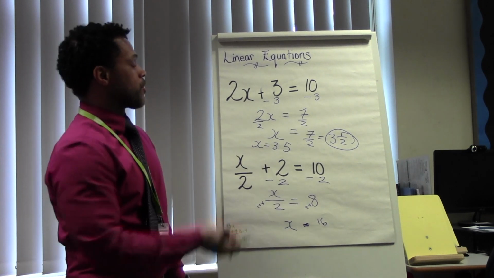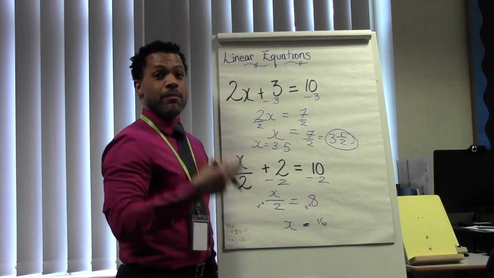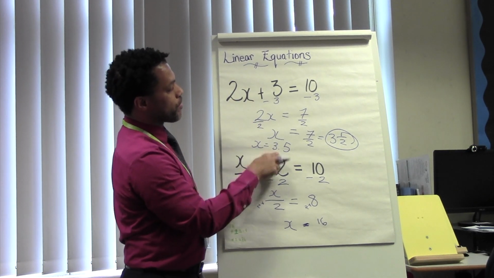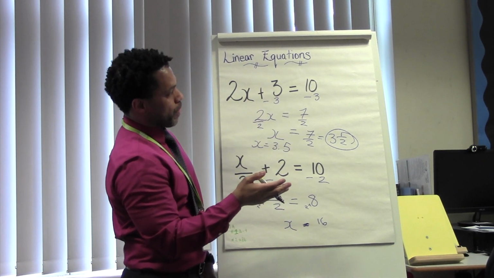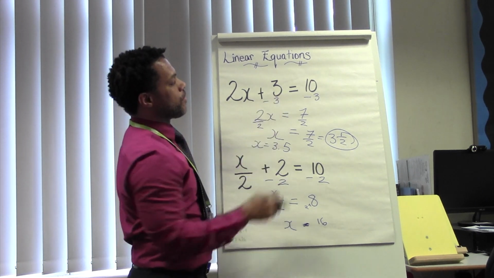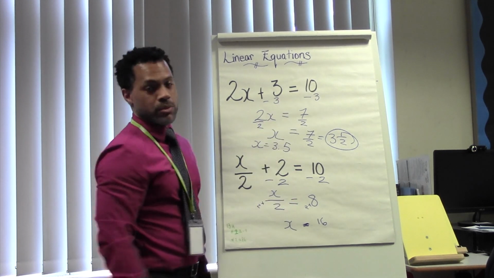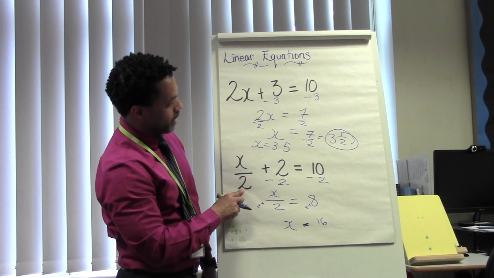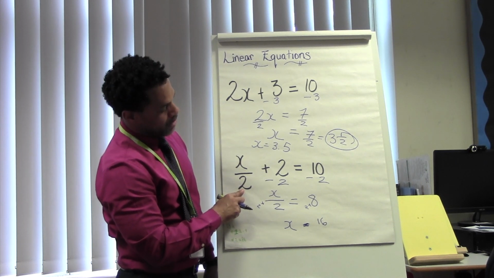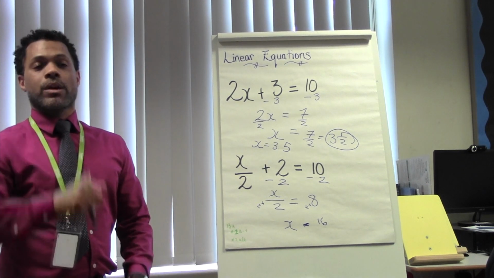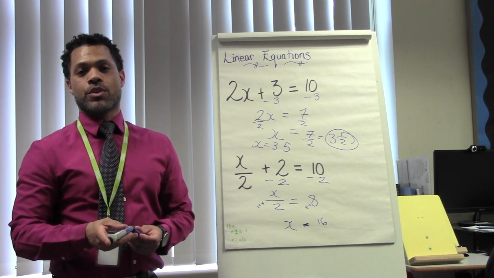What I would also suggest is you can always go back in and prove that your answer is right. So 2 times 3.5, you should get 7, and then you add 3, and you end up getting 10. The same thing on this side. If this is 16 divided by 2, 16 divided by 2 gives me 8 plus 2 is 10. You can always go back on your paper to make sure that you have it proved correctly.